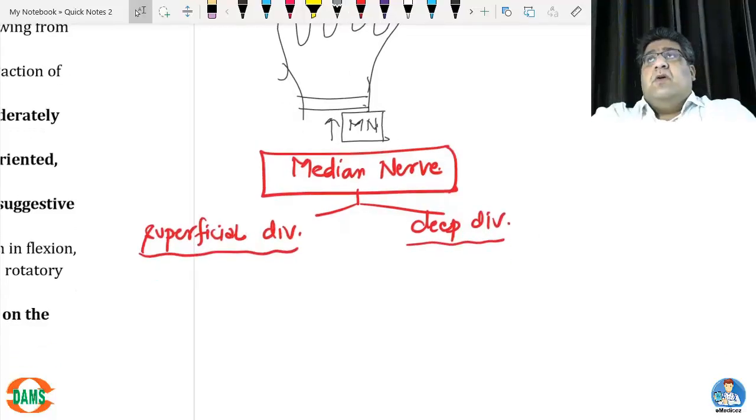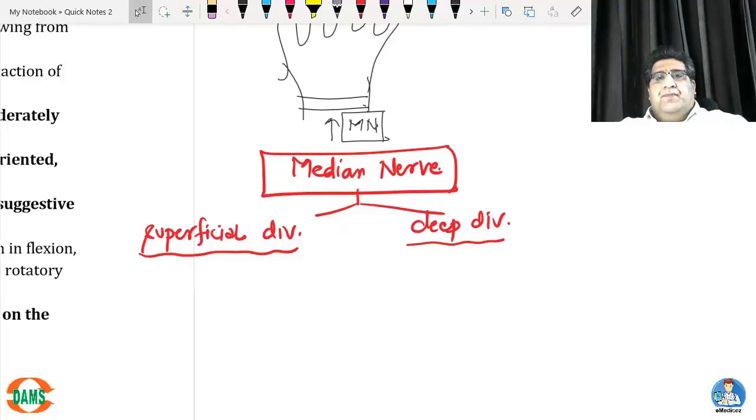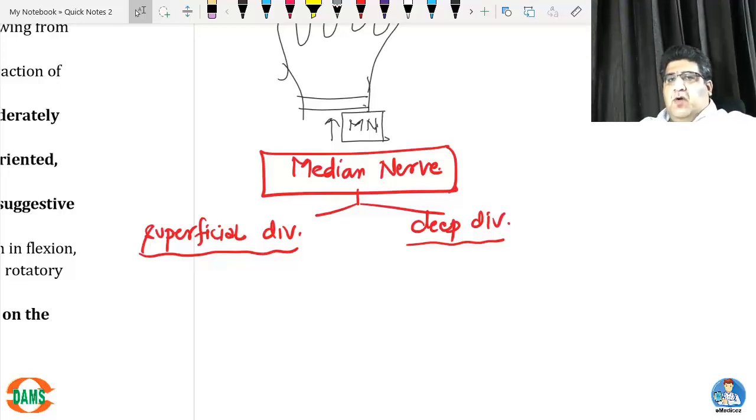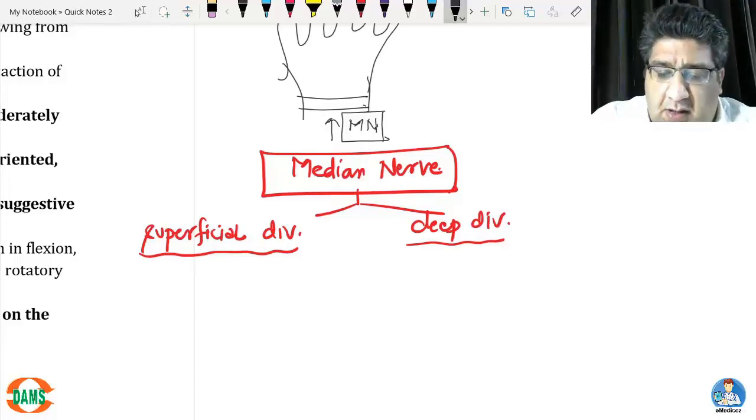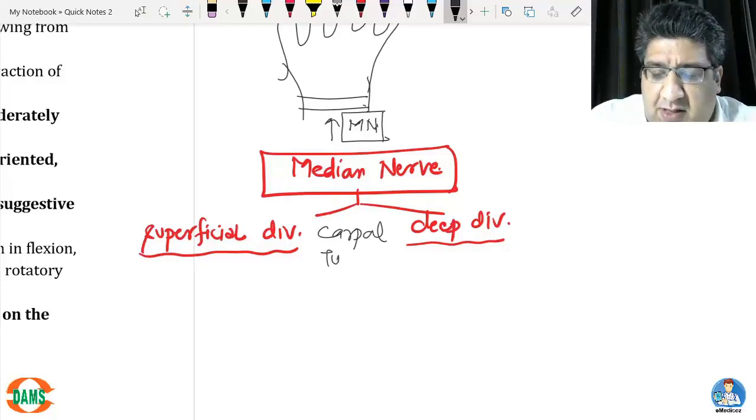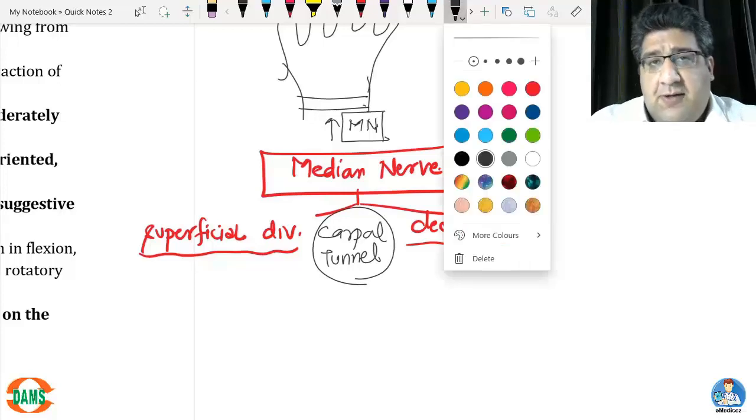Now, you have to understand one thing very clearly, that this superficial division, or in other words, the superficial branch, it is superficial to what? You have to understand the terminology. Why superficial? Why deep? Superficial to what? Deep to what? Carpal tunnel. So it is actually the flexor retinaculum. It is actually the carpal tunnel. When we say superficial and deep, it is superficial and deep to that.